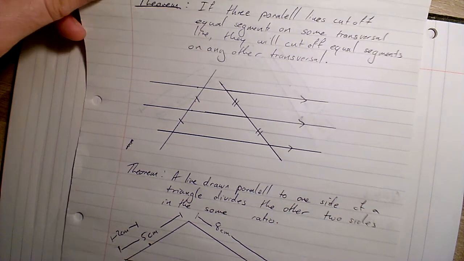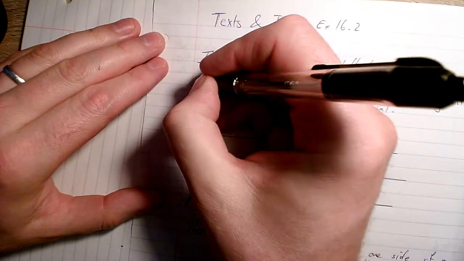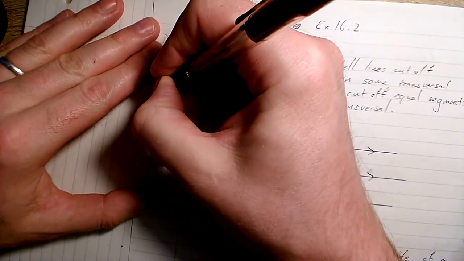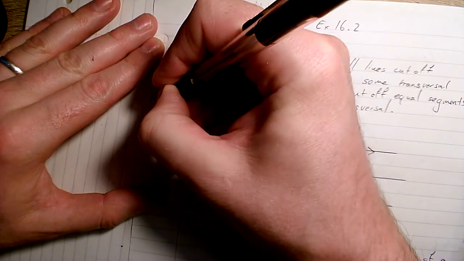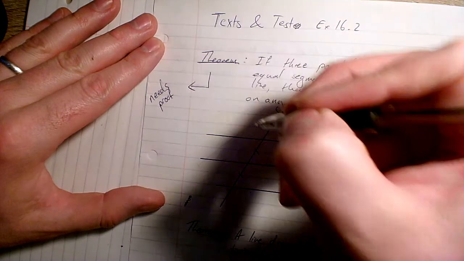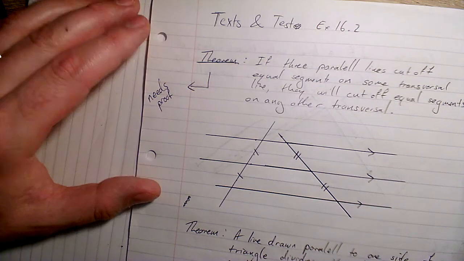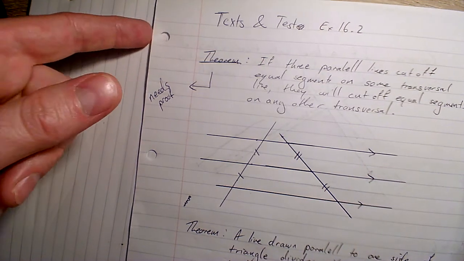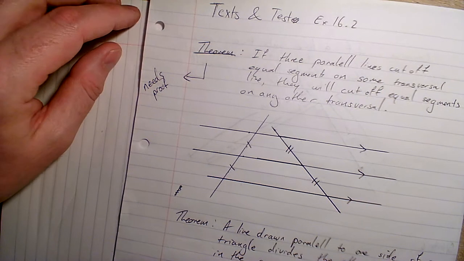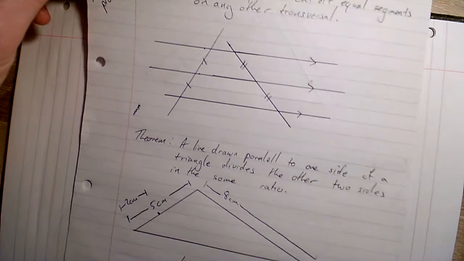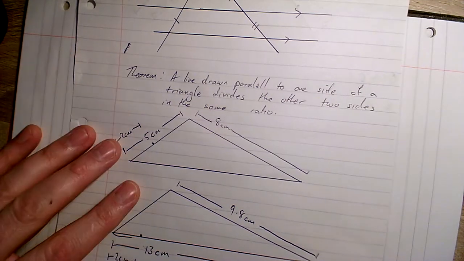Our next theorem, and a theorem, by the way, is a statement that needs proof. A statement that doesn't need proof is called an axiom. So an example of an axiom might be that there's 180 degrees in a straight line. But theorems need proof, and we'll be looking at proofs of theorems later on.